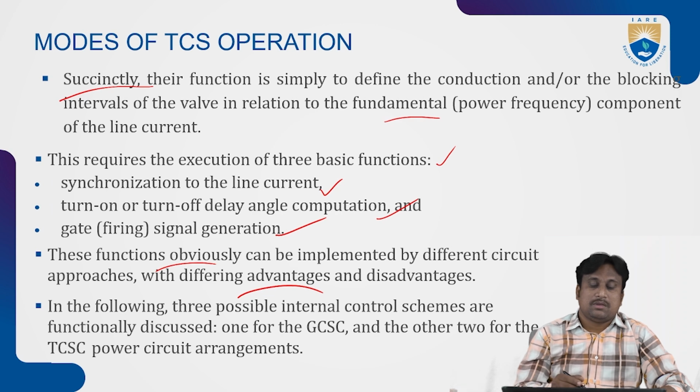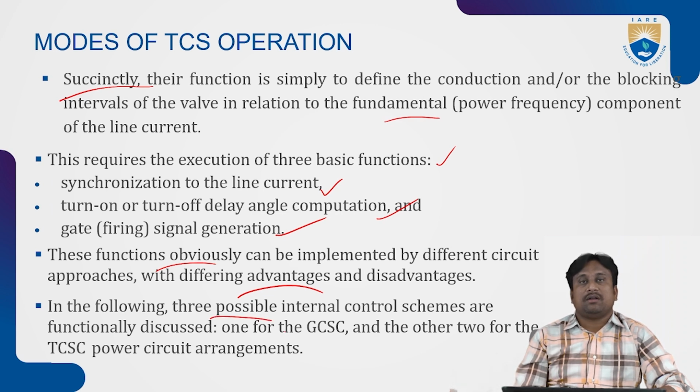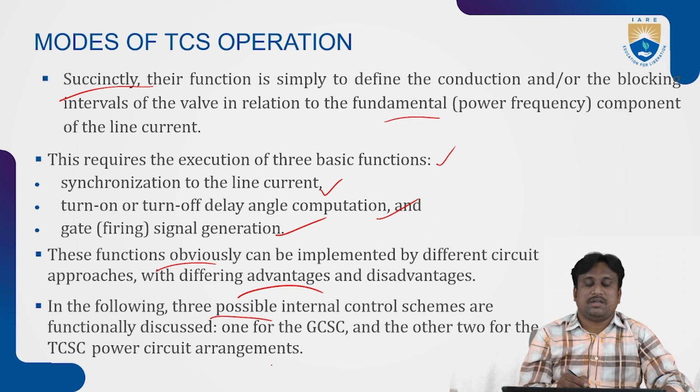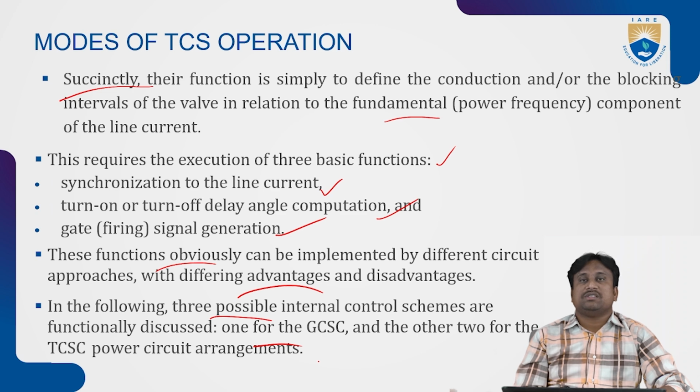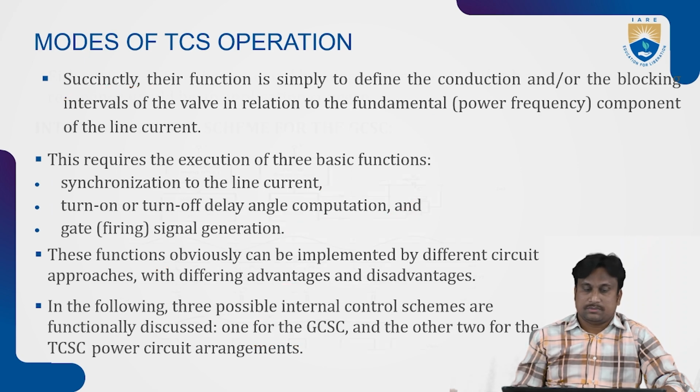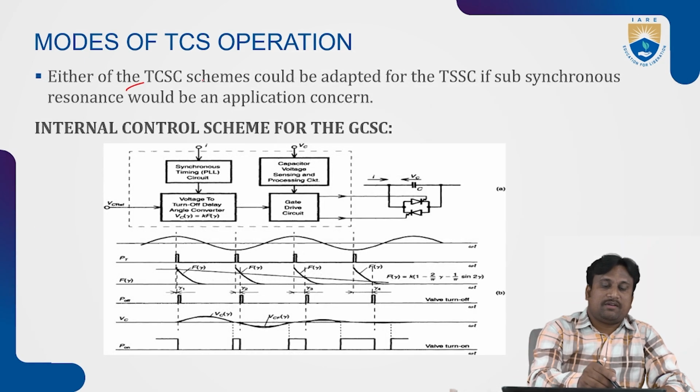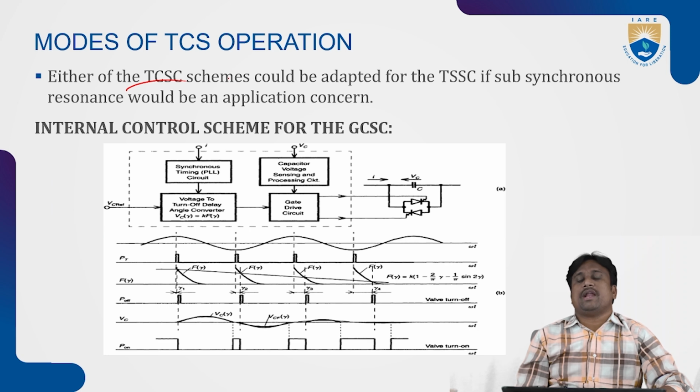Whichever the functions, obviously they can be implemented by different circuit approaches with differing advantages and disadvantages of the circuit. So the possible internal control schemes are functionally discussed: one for the GCSC method and two others for the TCSC power circuit arrangements. These are cumulatively compounded methods. Either of the TCSC schemes could be adopted for the TSSC if subsynchronous resonance is an application concern. That means the internal control scheme for the GCSC is considered first.